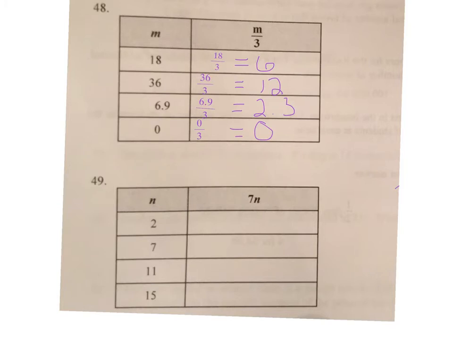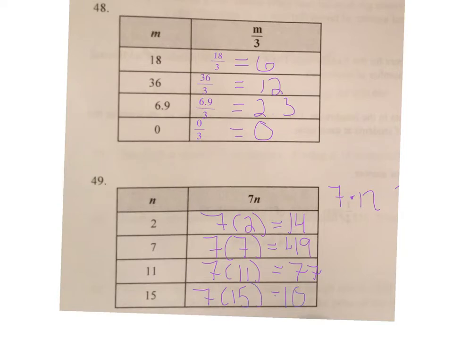Okay, next we have 7n. Remember we talked about when a variable has a coefficient, it actually means the number times the variable. So this means 7 times n. All we are going to do is continue to plug in. So I have 7 times 2, which is 14. Then 7 times 7, which is 49. Then 7 times 11, which is 77. And 7 times 15, which is 105.